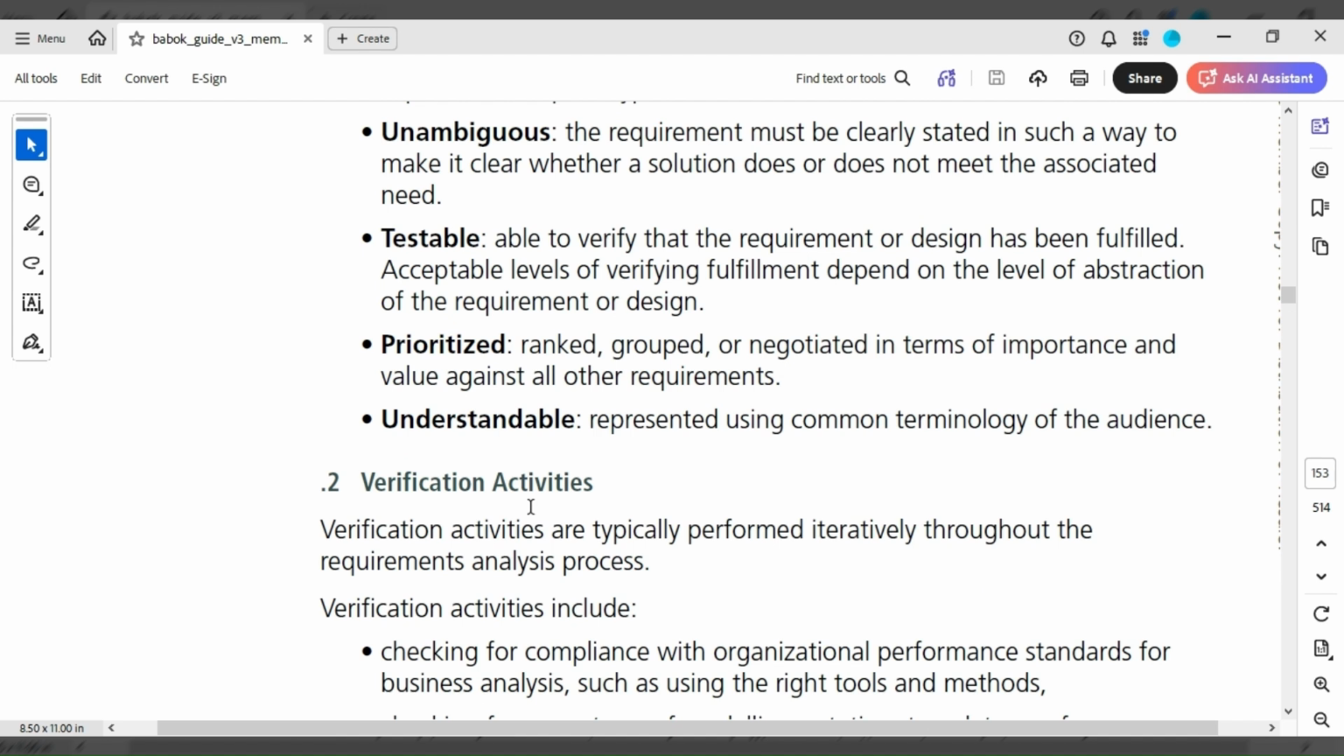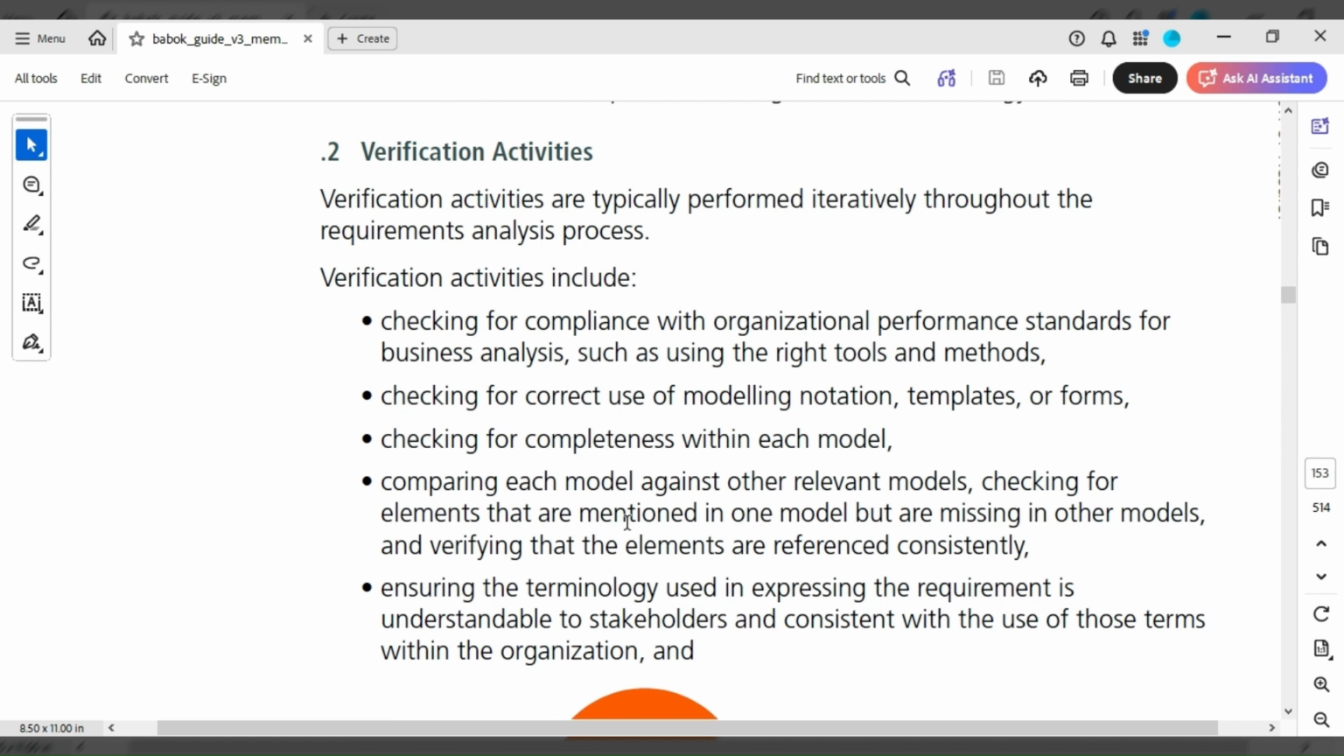Prioritized: ranked, grouped, or negotiated in terms of importance and value against all other requirements. Understandable: represented using common terminology of the audience. Verification activities. Verification activities are typically performed iteratively throughout the requirements analysis process.